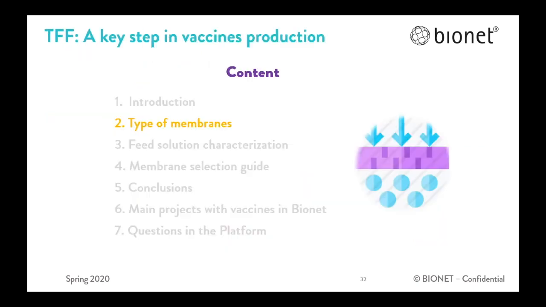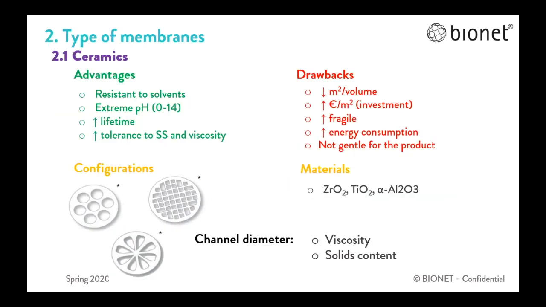The main types of membrane modules used for vaccine production are ceramic, hollow fibers, and cassettes. Ceramics have the advantage of being resistant to solvent and to extreme pH. They present a long lifetime, whenever they are cleaned properly, and they can handle solutions with high viscosity and suspended solids content. On the contrary, they are not compact.